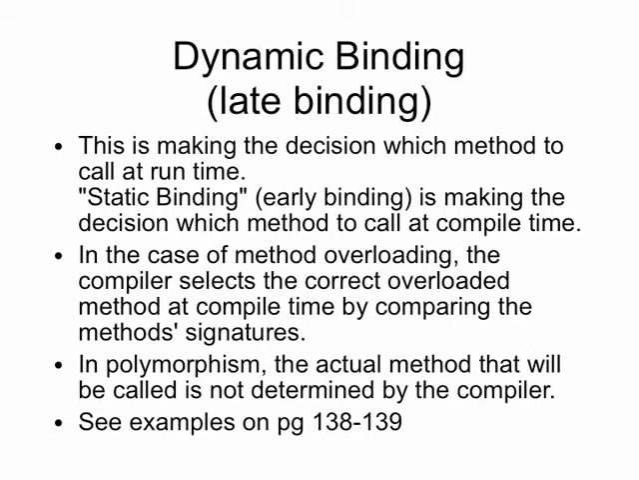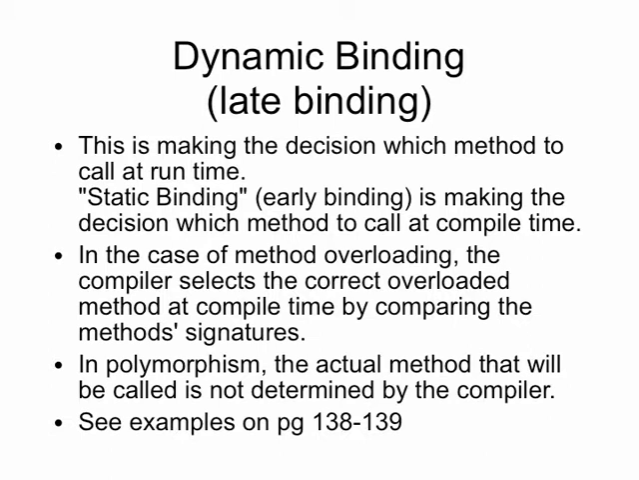In the case of method overloading, the compiler selects the correct overloaded method at compile time by comparing the method signatures. In the case of polymorphism, what the actual object type is will be determined at runtime. So which method will be called will be determined at runtime and not at compile time.